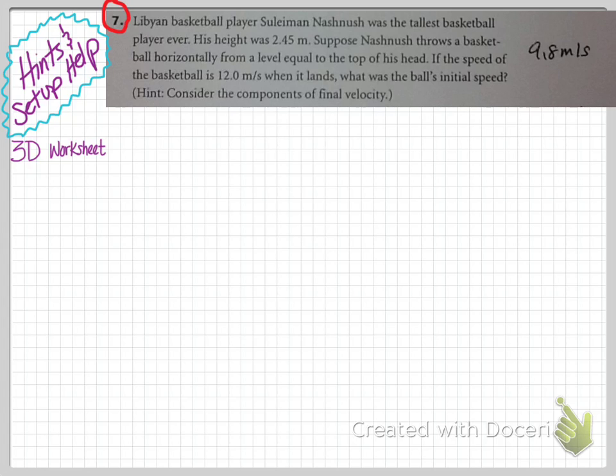Ooh, the basketball question. Tall guy, over 2.45 meters, throws a basketball horizontally from the top of his head. Speed of the basketball is 12.0 meters per second when it lands. What was its initial speed? What a weird problem. Let's draw a picture.